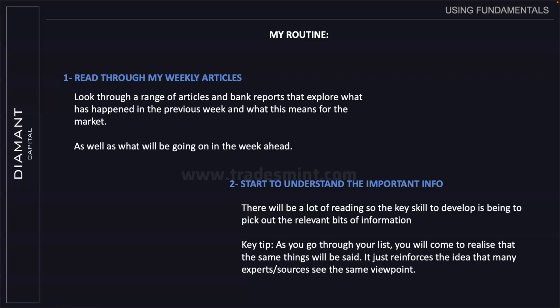One example I can give is, when we're talking about interest rate hikes in terms of the US dollar and what the Fed has done recently, every bank article is going to say the same thing because it has that same effect. You see what I mean? It's all about understanding what's important, and then you're going to see it come up again and again.